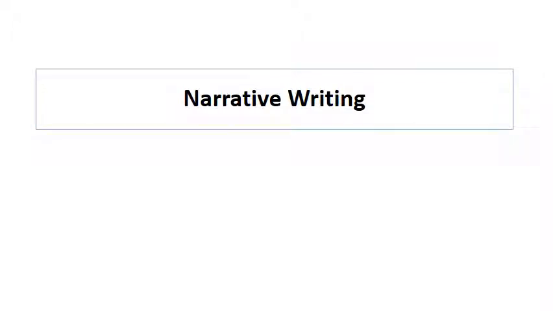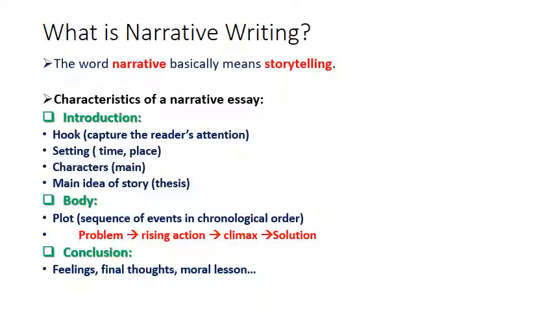Now, in narrative writing, what is narrative writing? Narrative writing is your other genre of writing. Basically, the word narrative means storytelling. A narrative is a story. There are certain characteristics for narrative writing. What are they? Like any essay in the world, it has three parts: the introduction, the body, and the conclusion.